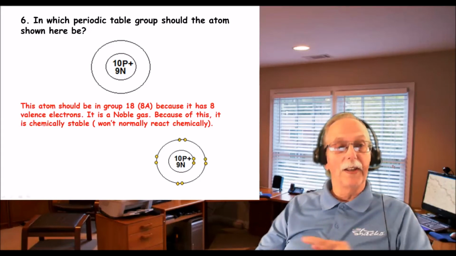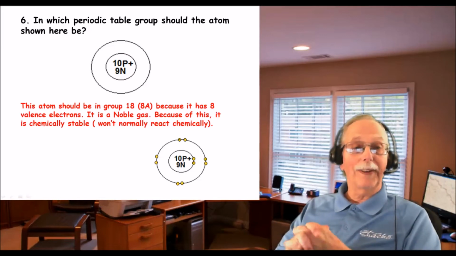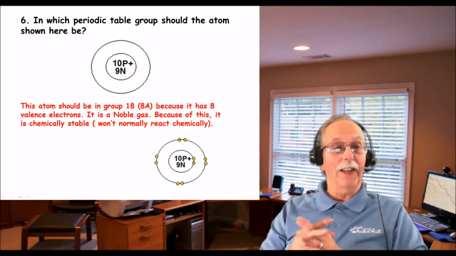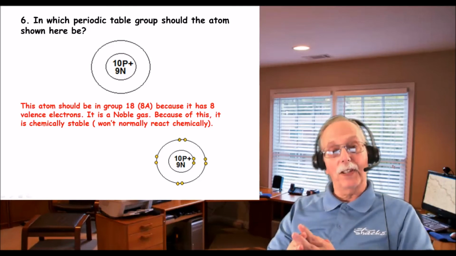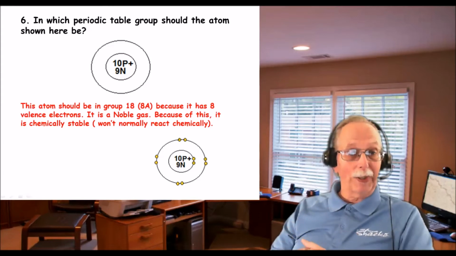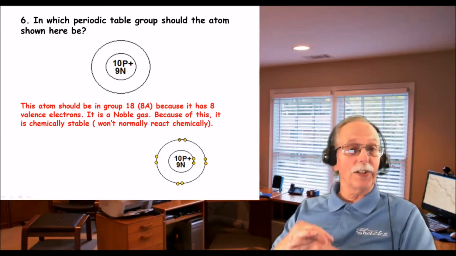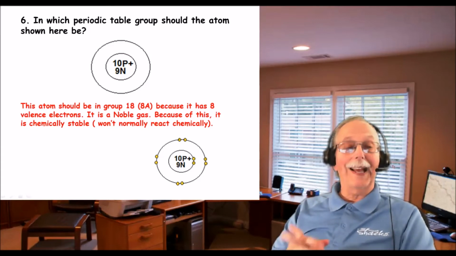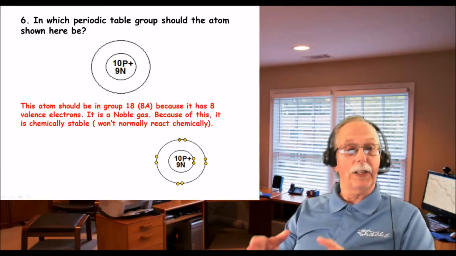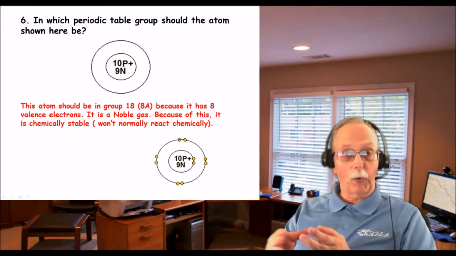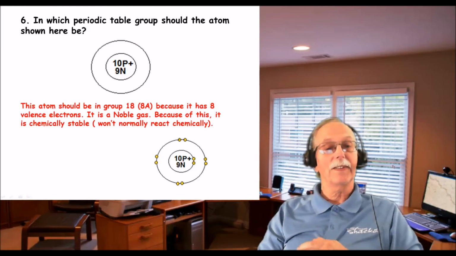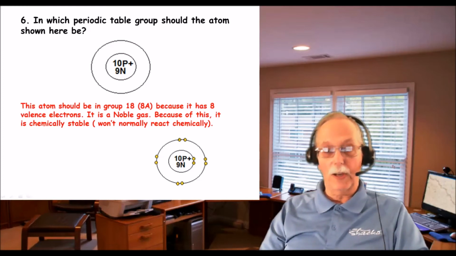And the answer is, this atom should be in group 18, or 8A if it's an old periodic table. And the reason is because it has 8 valence electrons. Remember, it's the number of valence electrons that's going to tell you what group the atom is in. This is a noble gas. Like all noble gases except for helium, it has 8 valence electrons, a stable octet. And because of this, it is chemically stable. And normally, it won't react with any other element under normal circumstances. All right, let's go ahead and answer the next question.